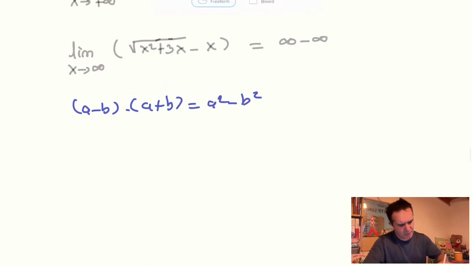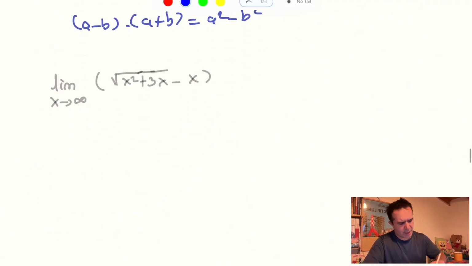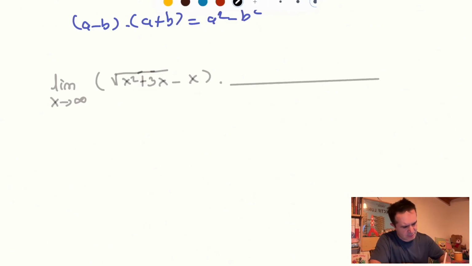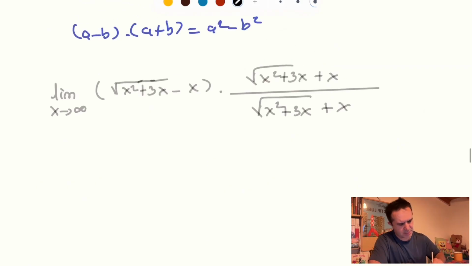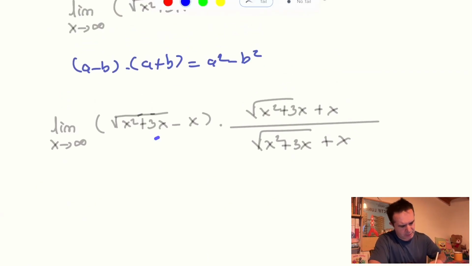And we have here a square root, and I will multiply by the conjugate of the square root of x squared plus 3x minus x. Its conjugate is the square root of x squared plus 3x plus x, and we'll divide by it again, by the square root of x squared plus 3x plus x. Here for a we have the square root of x squared plus 3x, and for b we have x.